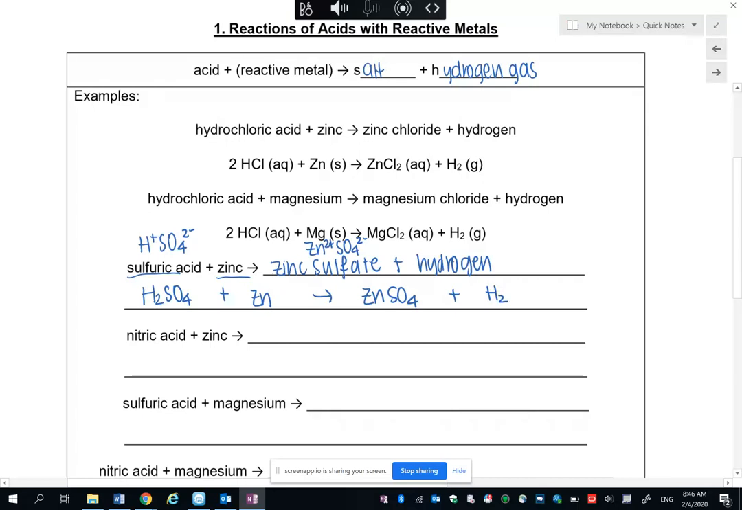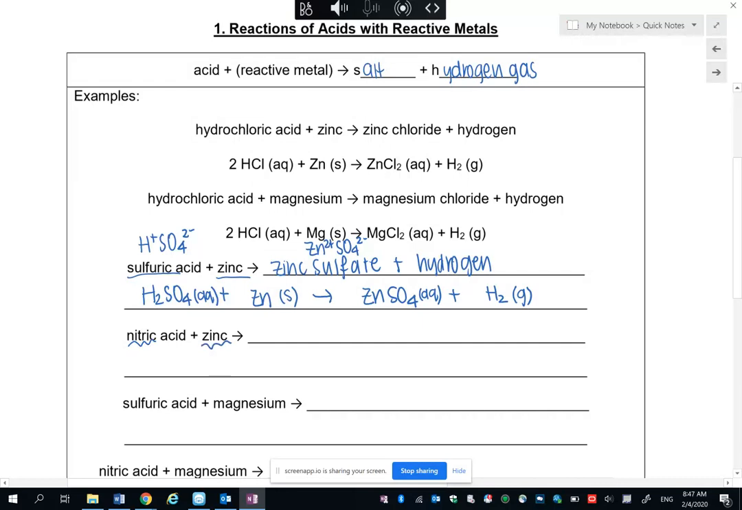Okay, and then next I check if it's balanced. So in this case it is balanced. Then we add in the state symbol. So sulfuric acid is aqueous because it's an acid. Zinc is a solid because it's a metal. Then we have zinc sulfate. Okay, this one you don't need to know. So for now it's aqueous. Hydrogen is gas.